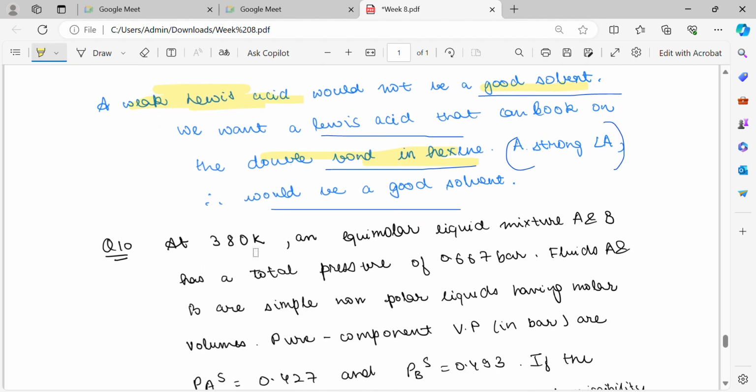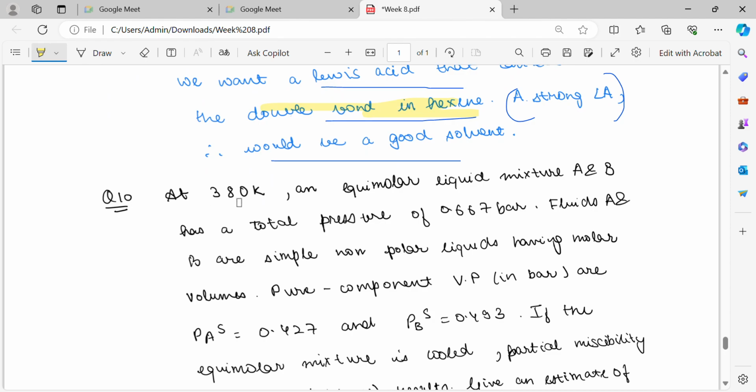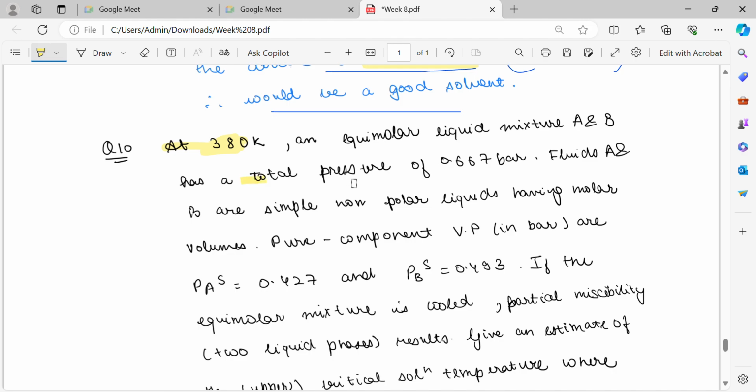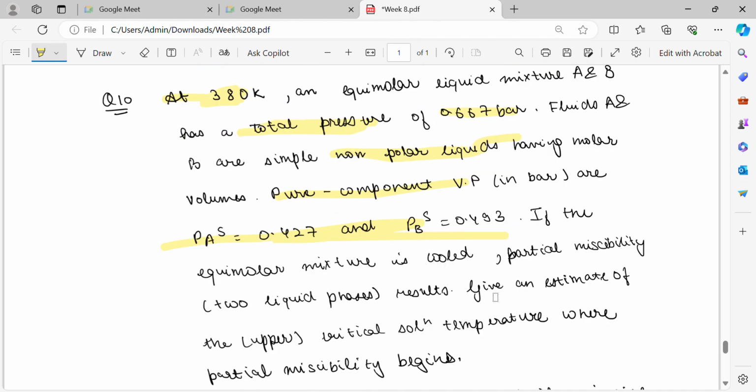So let's do another question. At 380 Kelvin, an equimolar liquid mixture of A and B has a total pressure of 0.667 bar. Fluids A and B are simple non-polar liquids having given molar volumes. Pure component vapor pressures are given. If the equimolar mixture is cooled, partial miscibility occurs; give an estimate of the critical temperature where partial miscibility begins.